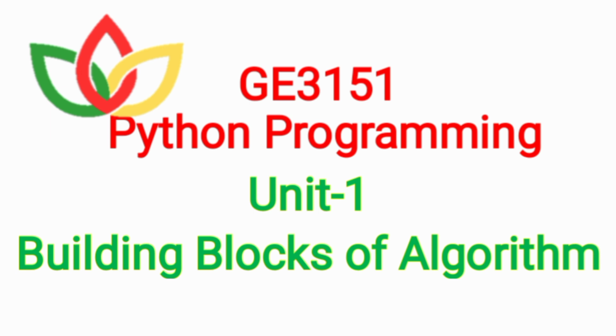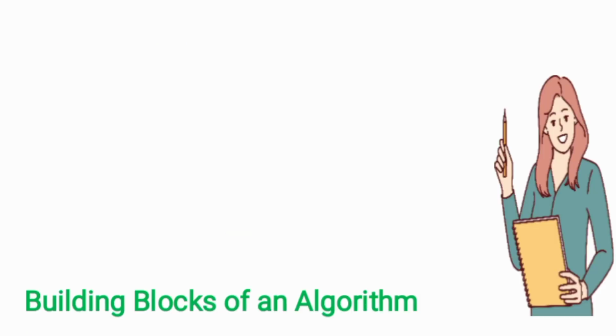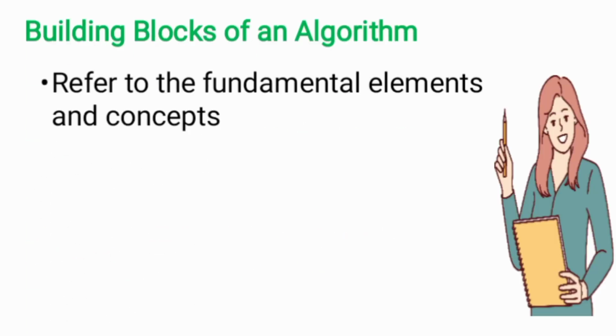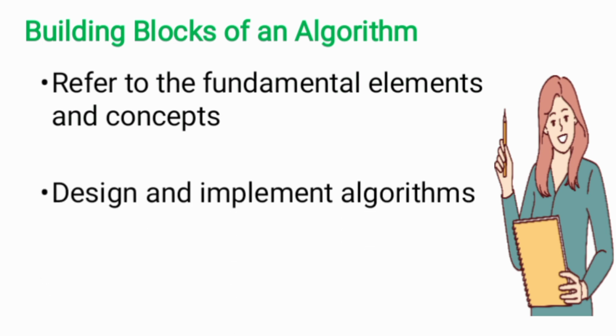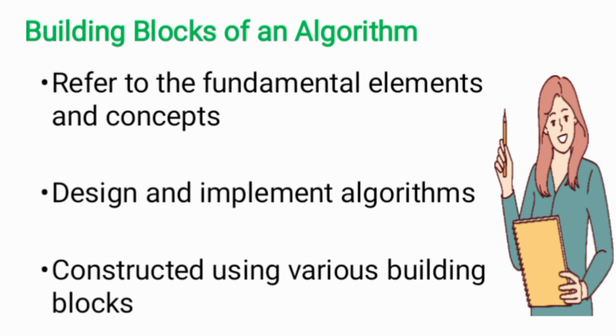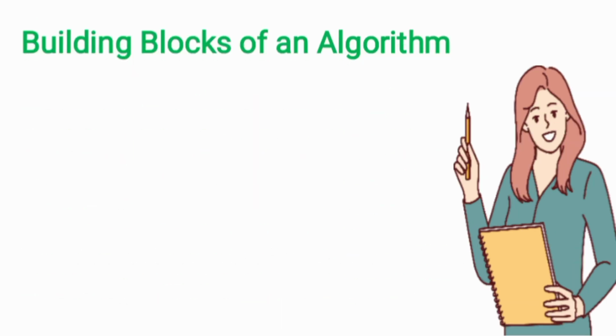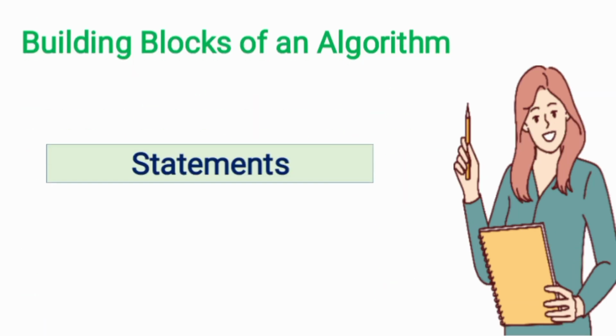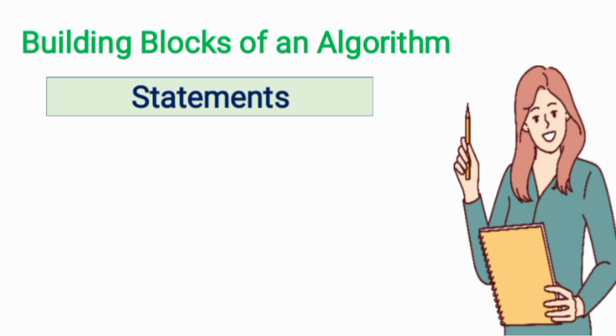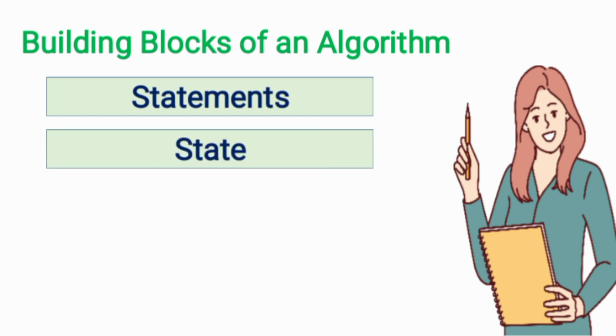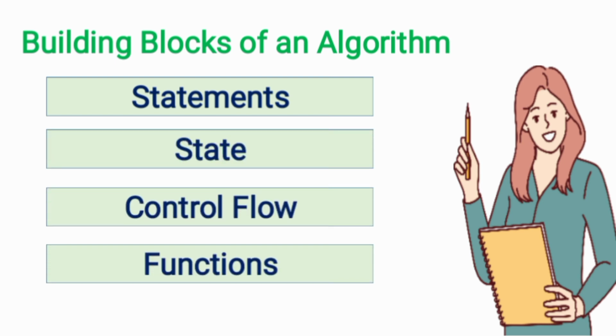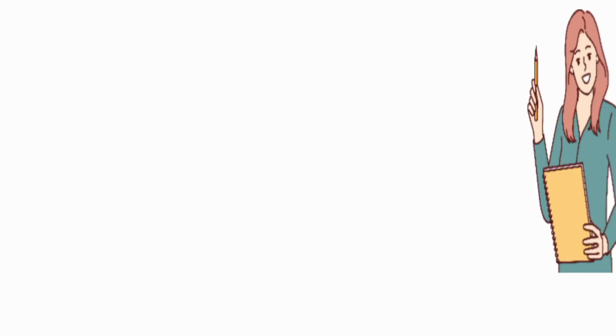This video is about building blocks of an algorithm. The building blocks of an algorithm in Python programming refers to the fundamental elements and the concepts that are used to design and implement algorithms in the Python programming language. The algorithms are constructed using various building blocks including statements, state, control flow and functions. Here is an explanation of each of these building blocks.